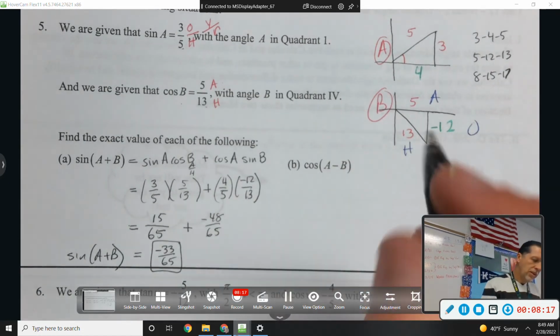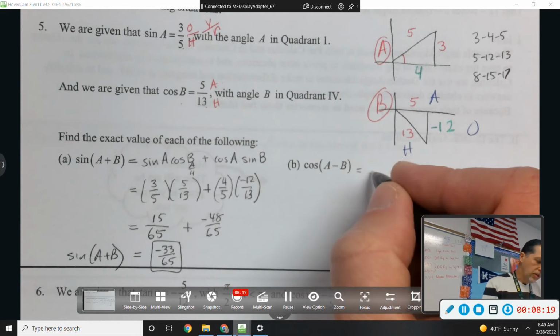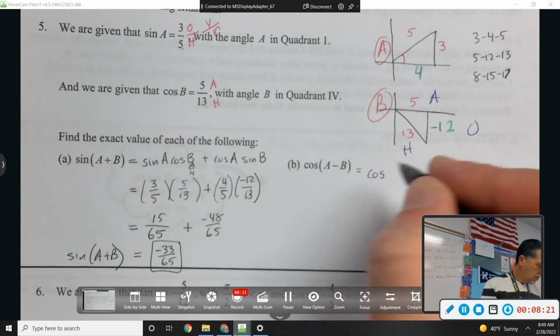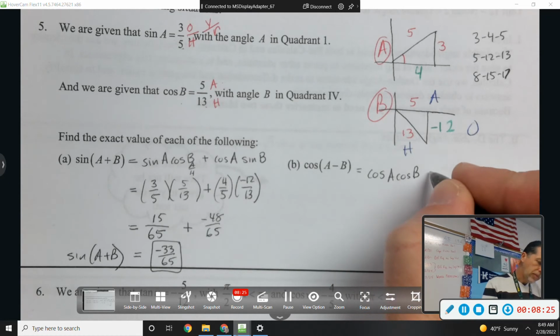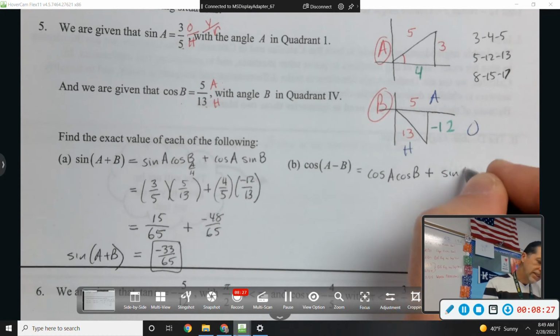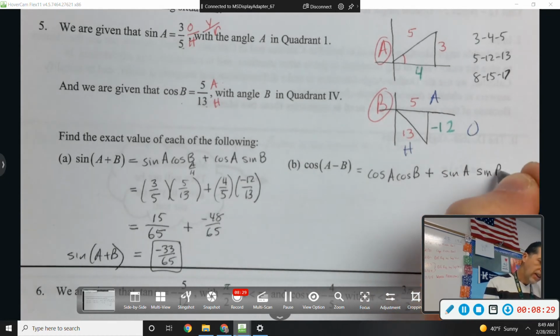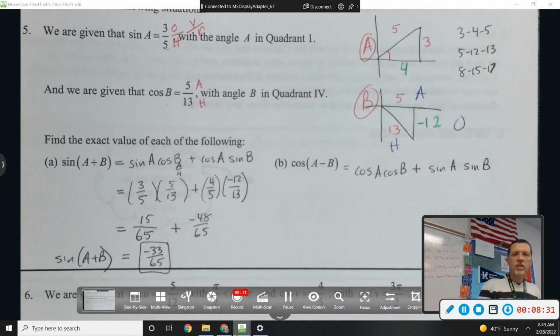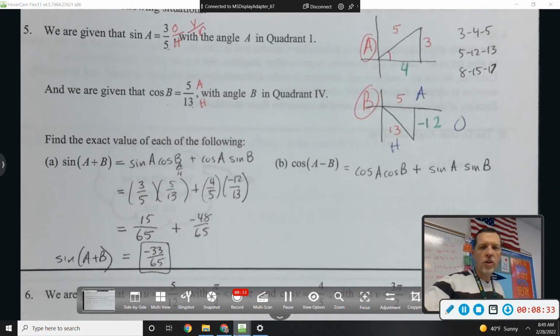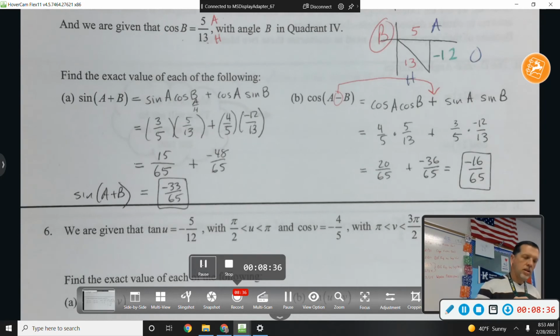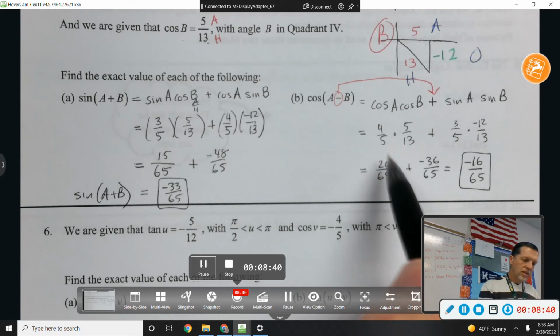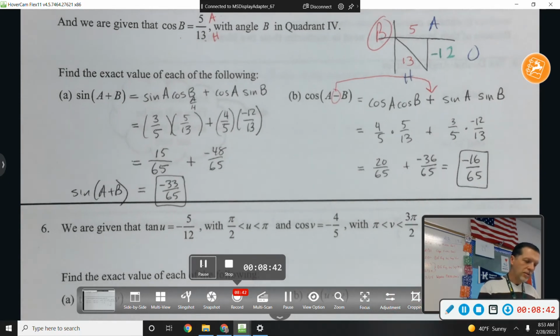Cosine of A minus B. So we go to the formula chart: cosine A, cosine B, plus sine of A, sine of B. I'm going to press pause and let you try that one. Again, write out the formula, plug in the pieces, take care of the math. It's just a matter of being careful.